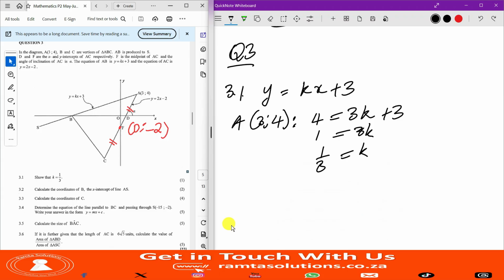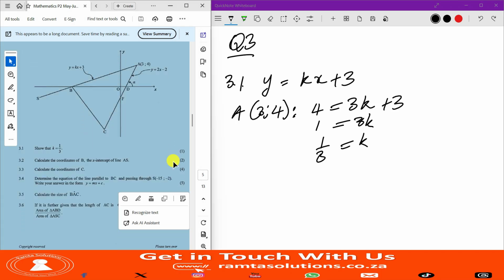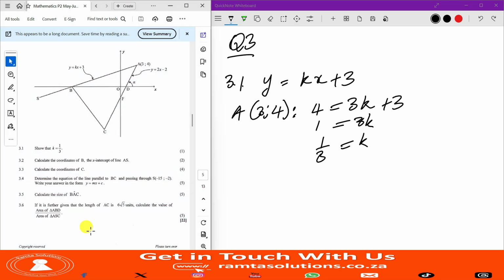And guys, remember this question is 22 marks, so it means we must spend 22 minutes on it. Okay, proceeding.